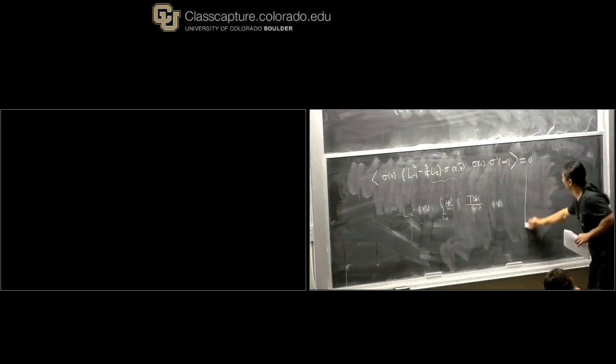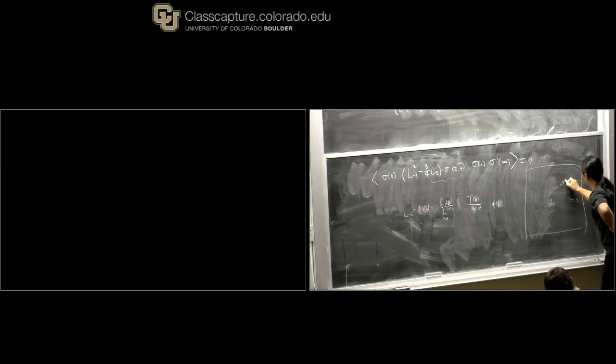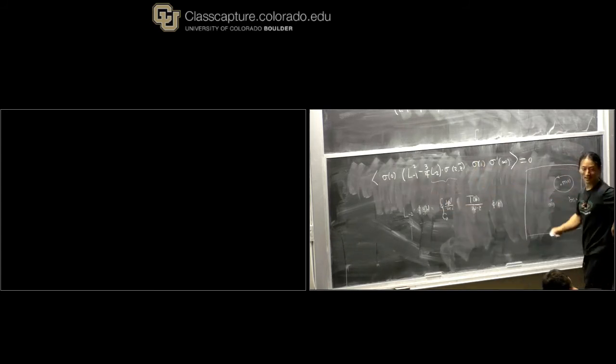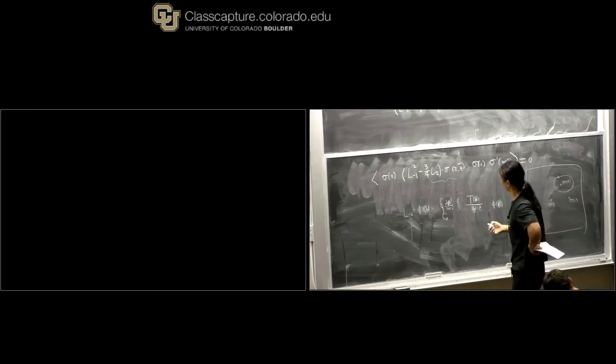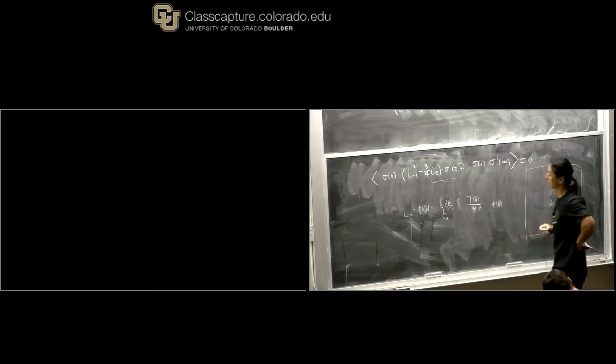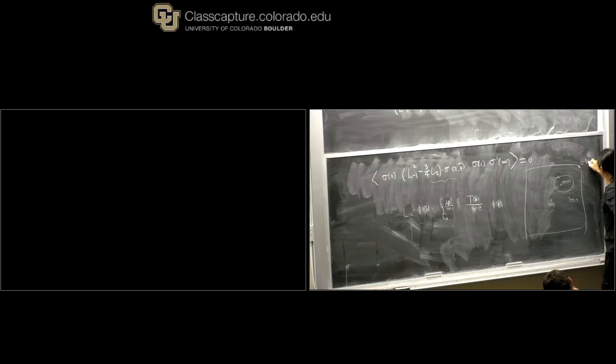So to draw a picture, we have sigma at 0, sigma at 1, sigma at z bar, but we have this contour integral around it. Actually, for this L minus 1 squared, you have to do this contour integral twice. But in fact, in this case, we don't have to do that explicitly because L minus 1 acting on sigma is the same as taking the holomorphic derivative with respect to z on sigma. And then you have sigma at infinity.